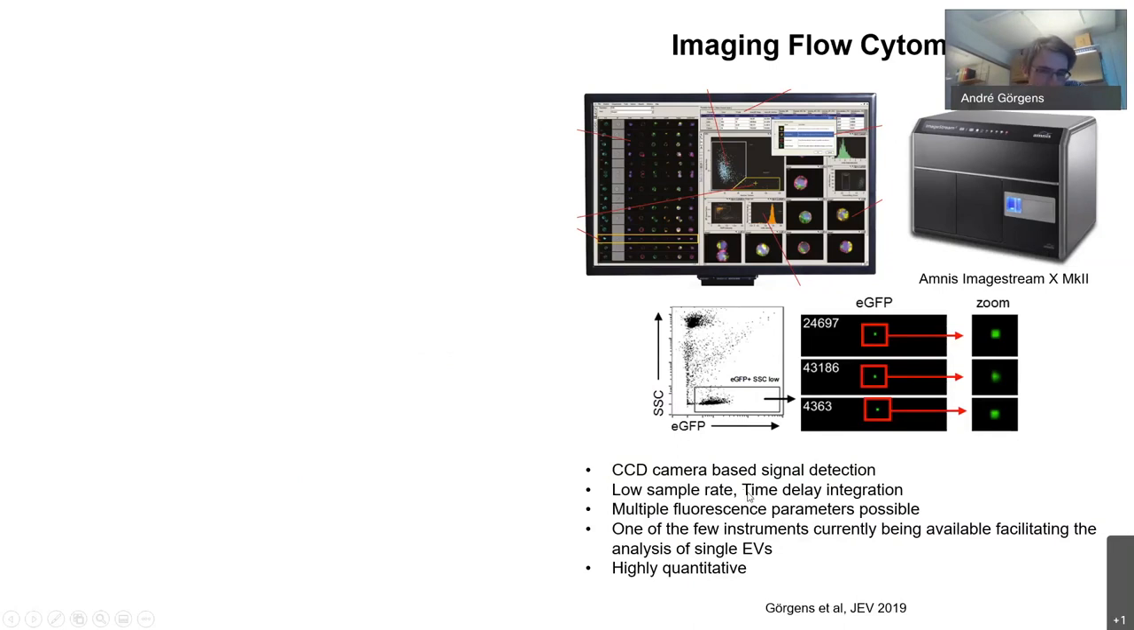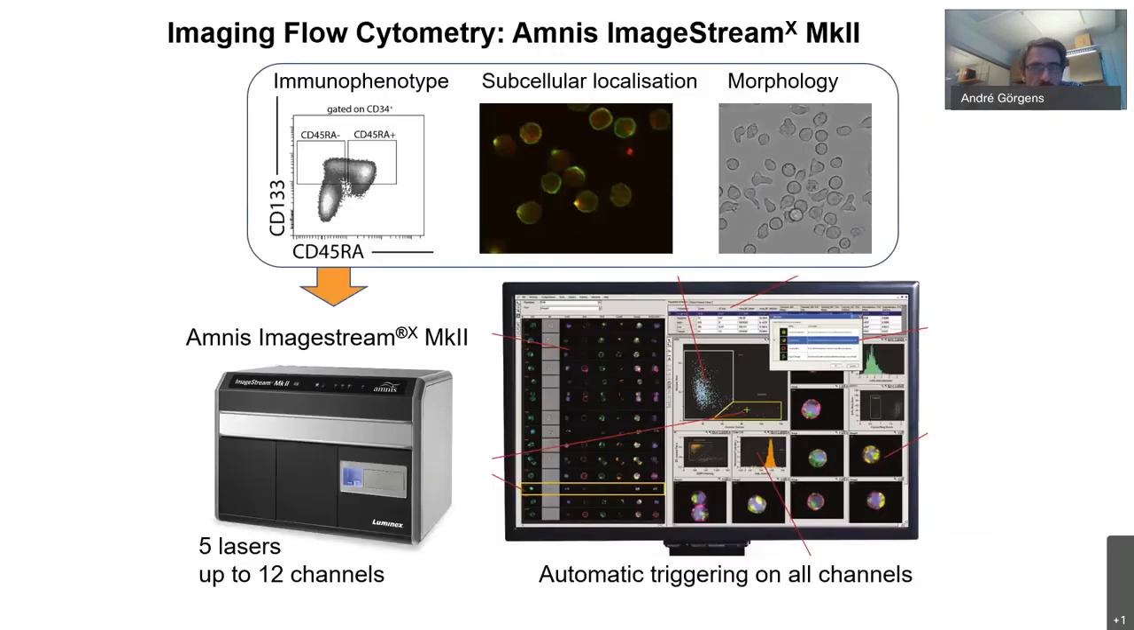It's a CCD camera-based signal detection. It's basically a flow cytometer, but has some imaging component attached. It's running with relatively low sample rates and integrates signals on the CCD camera over time, which probably makes it much more sensitive than without that. You can analyze single EVs, and you can analyze multiple fluorescence and scatter parameters at the same time, which is a big advantage. And it's highly quantitative in the sense that you get concentration values that are apparently quite accurate in our experience.